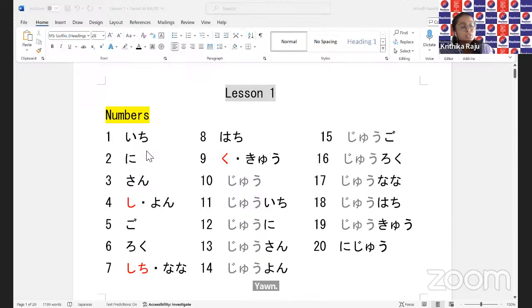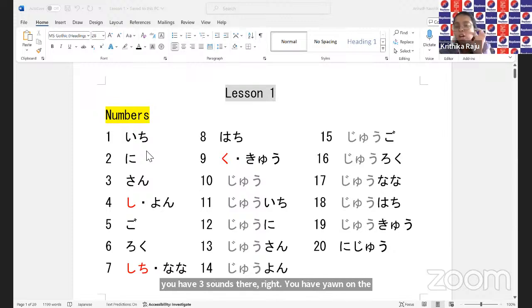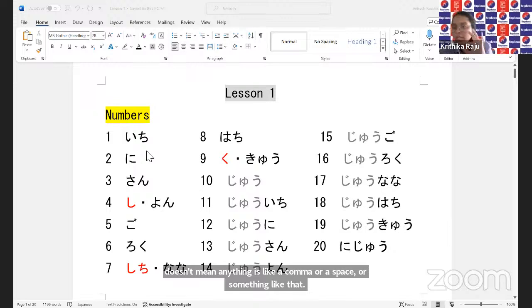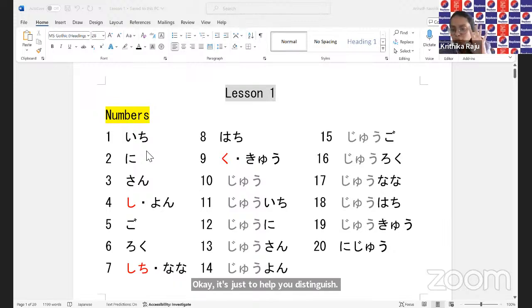No. For 4, there are more sounds than yon. Yes, shi. You have 3 sounds there, right? You have yon on the top, and then you have yo, and then you have another one, shi. I told you the dot between 2 sounds or 2 words means that what comes before the dot is different to what comes after. That's all. It doesn't mean anything else, like a comma or a space or something like that. It's just to help you distinguish. So there are 3 sounds in total for number 4.